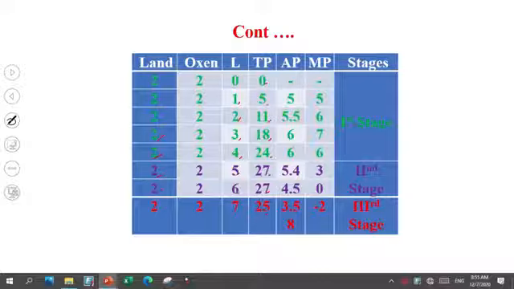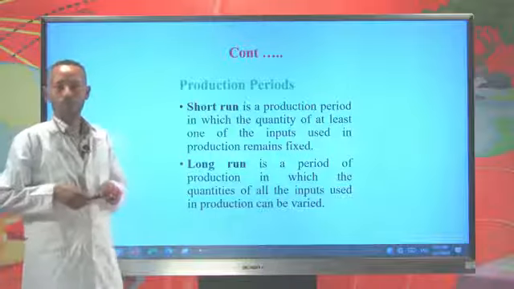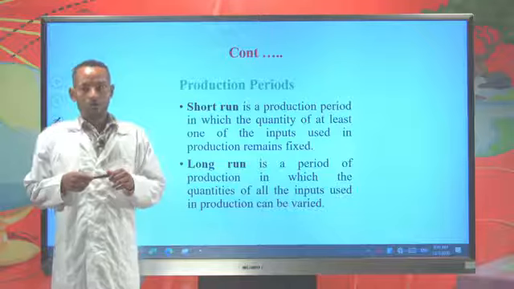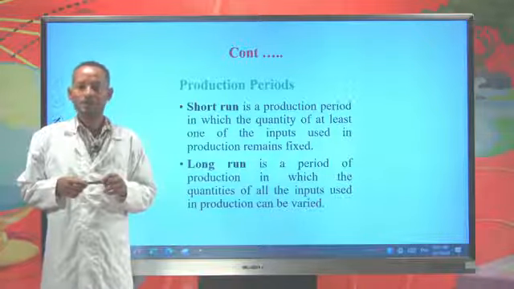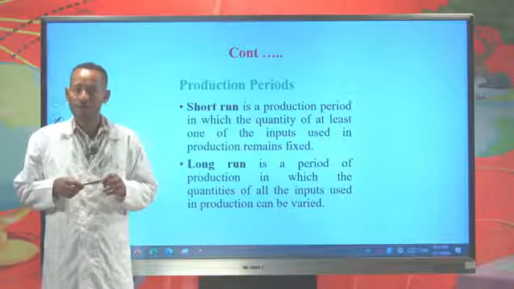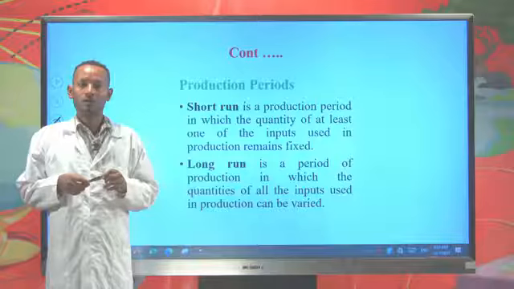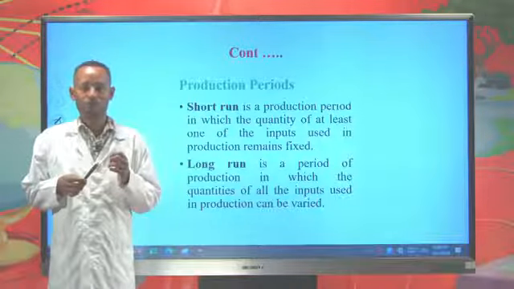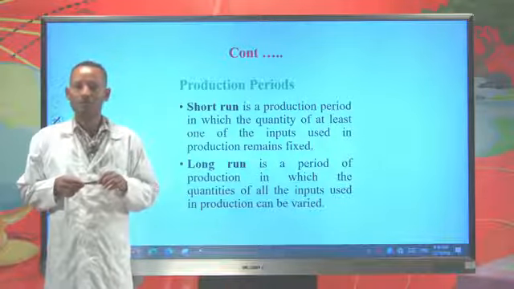Now let's come back to some of the terms used to describe production. There are two production periods called short run and long run. Short run is a production period in which the quantity of at least one of the inputs used in production remains fixed. That means the firm employs at least one fixed input. But in the long run, all the inputs used in production are variable.